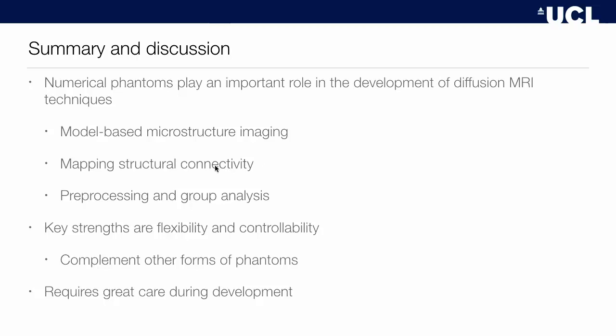And I think structural connectivity is also useful, but some other phantoms you'll hear about later in the session will perhaps do a bit better than numerical phantoms, as well as help us to understand pre-processing and group analysis. I think its key strengths are its flexibility and controllability. And of course, it means that it can only do so much. It really needs to be used in conjunction with any other form of phantom you'll hear about later today.